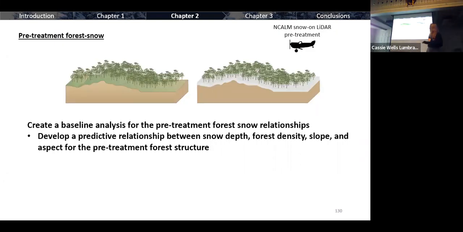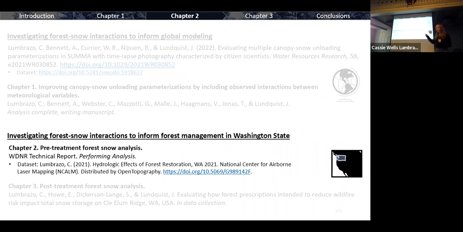Okay, so I gave you a little bit of an overview of this work. And this is chapter 2, which is currently in analysis. It's funded by Washington DNR. And our goal here is to produce a technical report that is going to be highly valuable to Washington DNR to understand what was happening on this forest before anyone started doing any prescriptions.